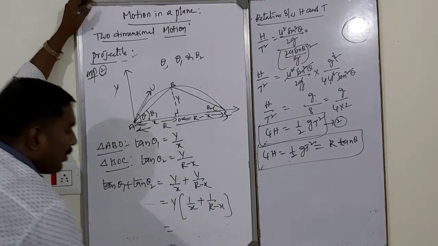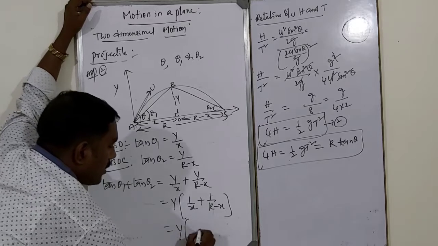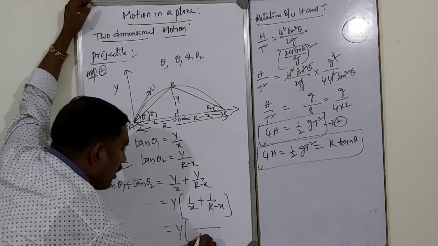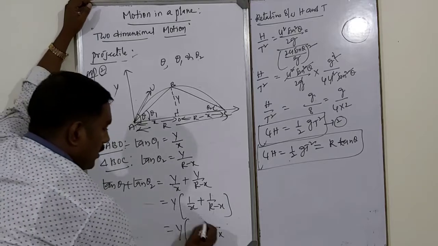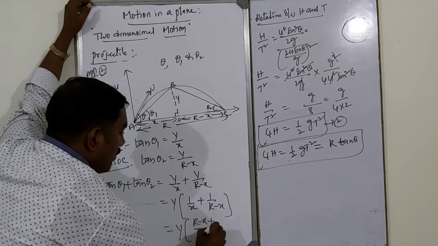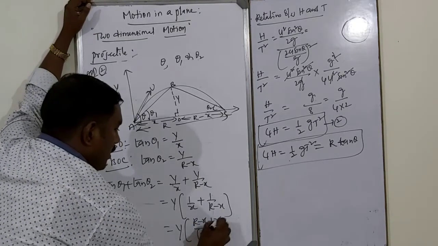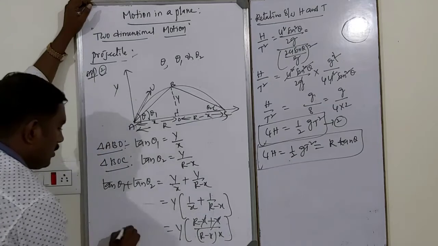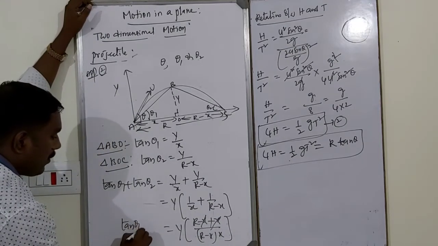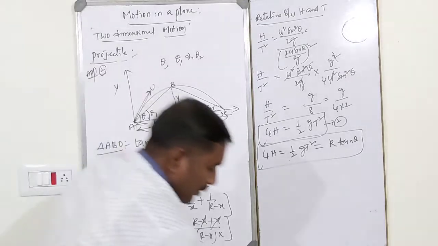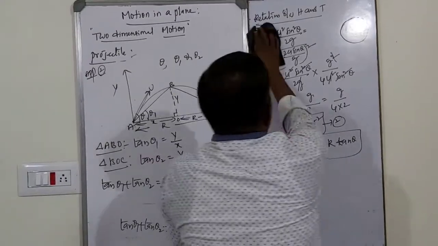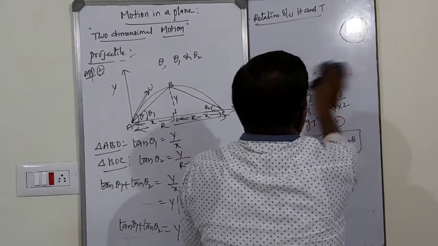So then y, LCM: r minus x into x. The x's get cancelled, that is r minus x plus x. Plus x minus x cancel out. This is what? Tan theta 1 plus tan theta 2. Okay, students. Now, important relation.